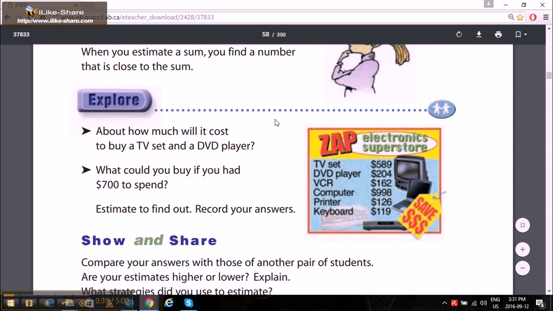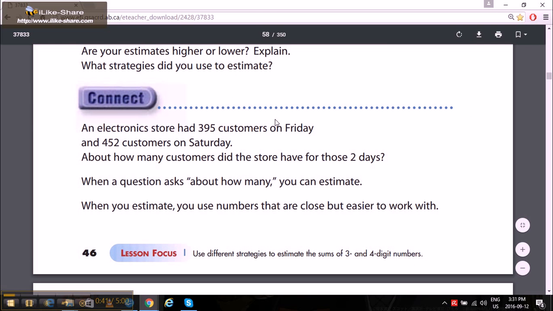Let's take a look at this. Okay, so here's a problem that you might face. There's an electronics store. They had 395 customers on Friday and 452 customers on Saturday. About how many? Okay, before I continue, about how many? About means estimate, round, not an exact number. How many means that we're going to add. So about how many customers did the store have for those 2 days?